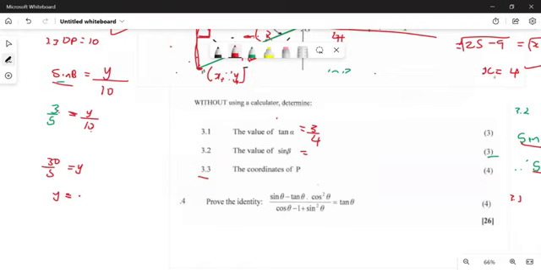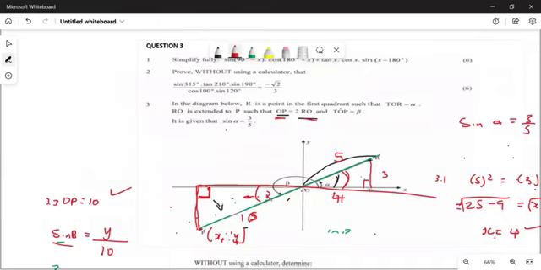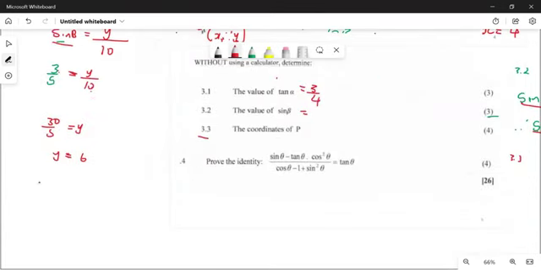What is y? It's 6. But because look at this, here we are in the third quadrant. You expect your y to be positive or negative? Negative. Therefore we're going to say y is going to be equal to minus 6.